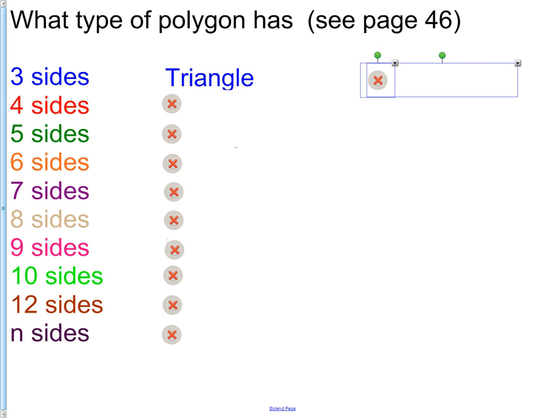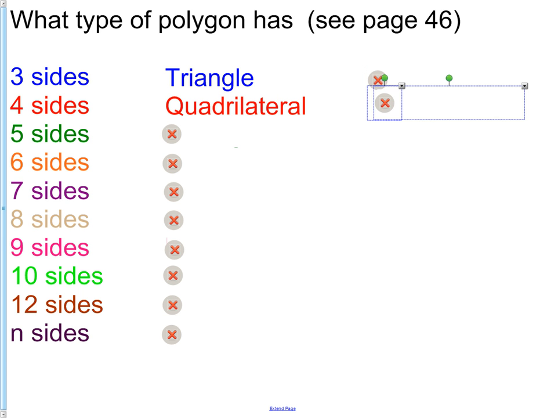Most of you knew that a three-sided figure is a triangle. However, a four-sided figure, everybody loves to call it a square, but we should call it a quadrilateral. There are many different types of four-sided figures, but the group of them is called quadrilaterals. We have kites, rhombus, parallelogram, rectangles, squares, and all kinds of shapes that have four sides. We group them all as a quadrilateral. From there on out, it becomes a little bit easier.